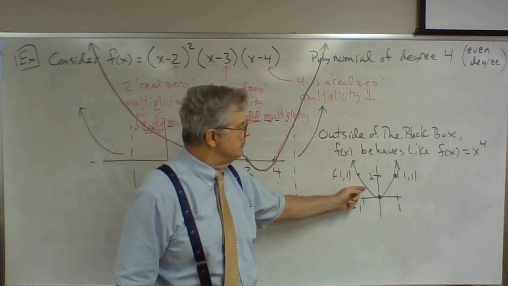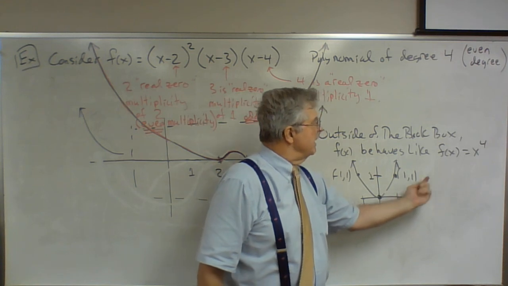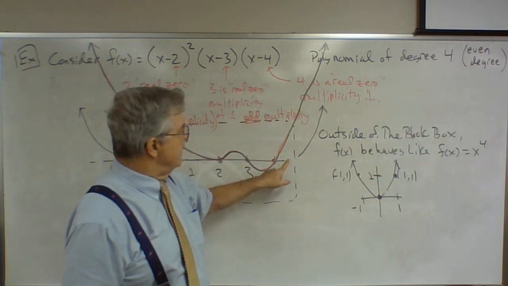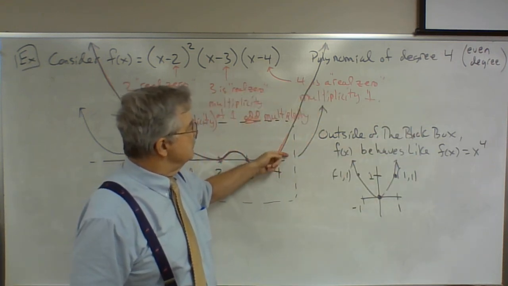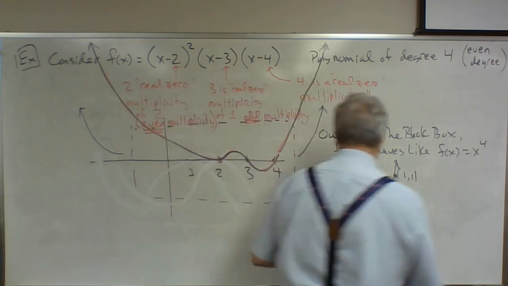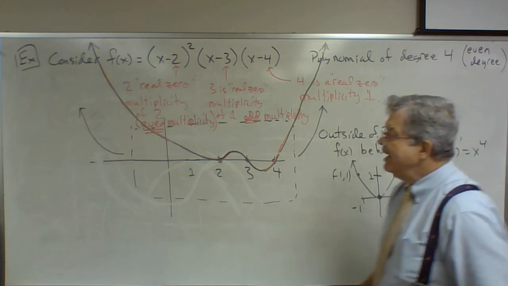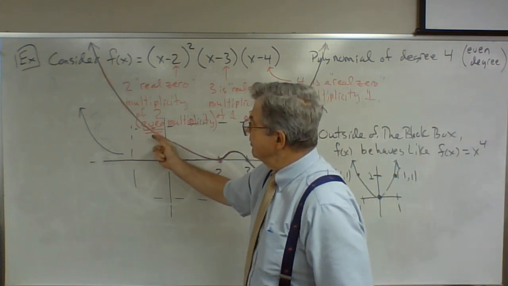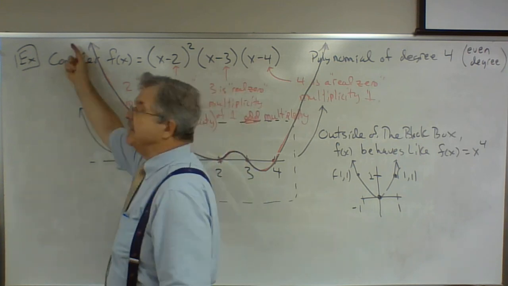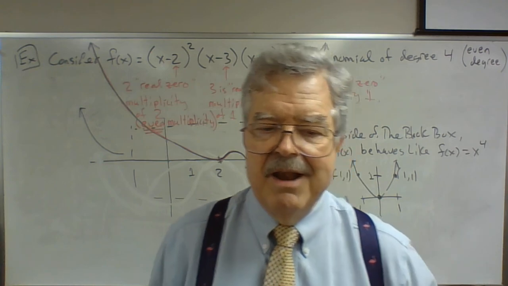Outside the black box, we referred to the corresponding power function x to the 4th to tell us what happens outside the black box. Just as this graph goes to the right and up, this graph outside the box has to go to the right and up. Just as this graph goes to the left and up, outside the box, this graph has to go to the left and up. Okay, that's it. End of our lecture.